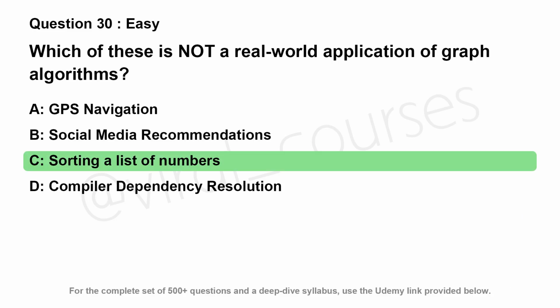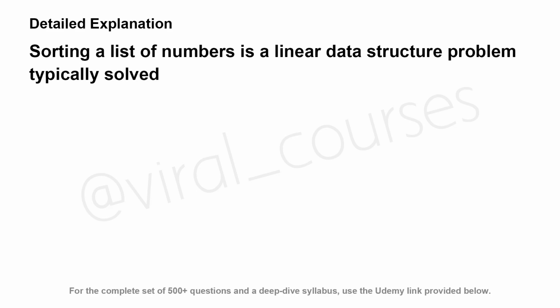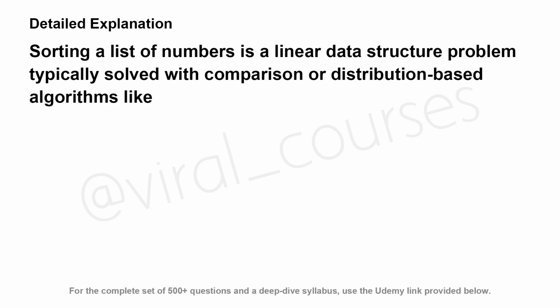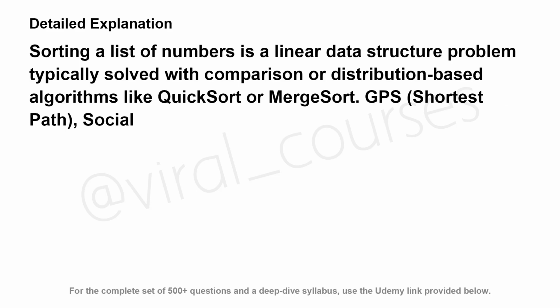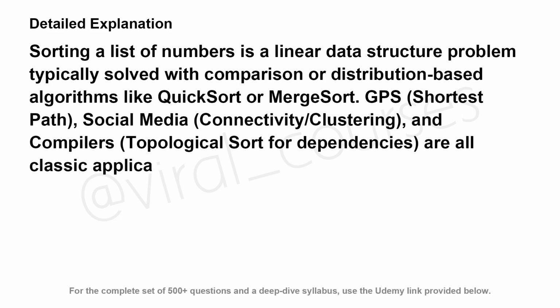The correct answer is C. Sorting a list of numbers is a linear data structure problem typically solved with comparison or distribution-based algorithms like quicksort or mergesort. GPS shortest path, social media connectivity and clustering, and compilers' topological sort for dependencies are all classic applications of graph theory.